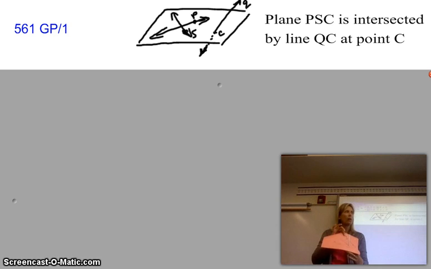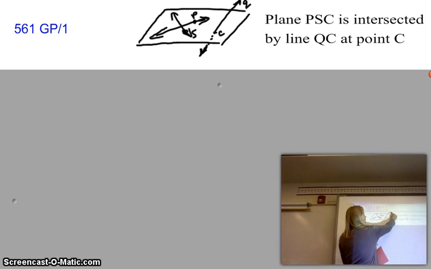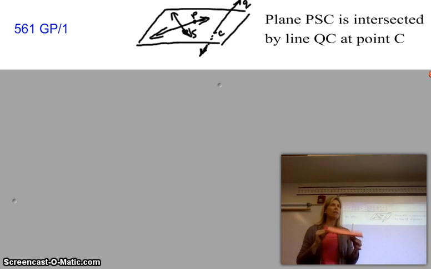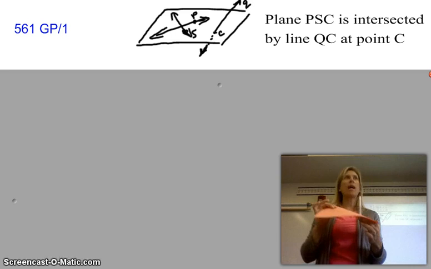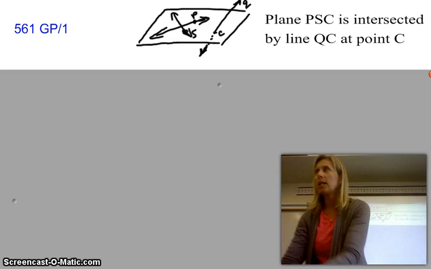I can show you, right? Q is not on the plane PSC. So this is a line intersecting a plane at one point, and the point it's intersecting at is C. Okay? So when you see the dash, imagine it's going behind the plane.